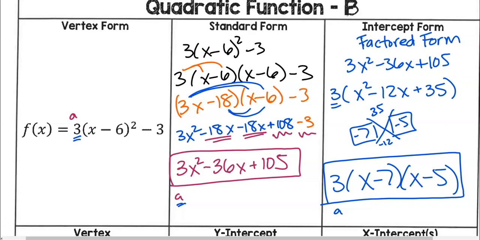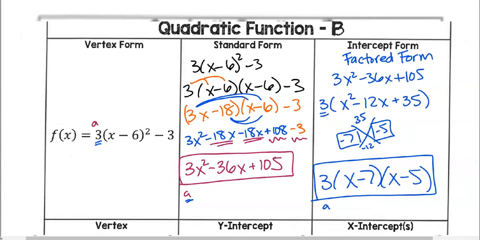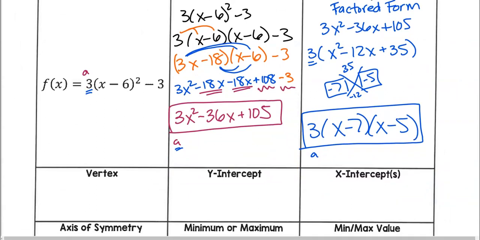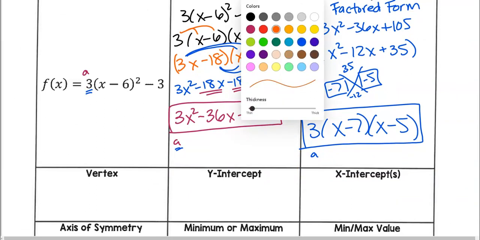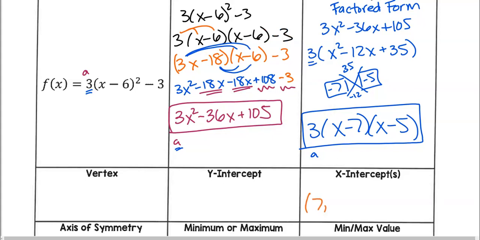So a little bit more work to do up front, but now we're going to be able to easily find all my key features. Y'all want to do x-intercept first? Sounds great. What are they? There you go. Positive 7 and positive 5. What else? Nope. What's my y-intercept? What is it? Nope. My y-intercept.